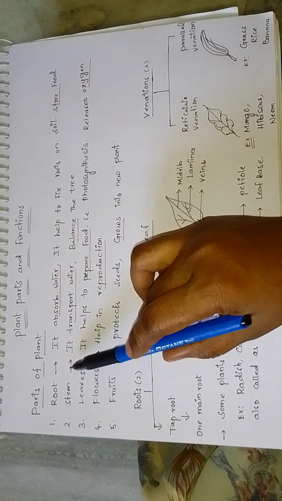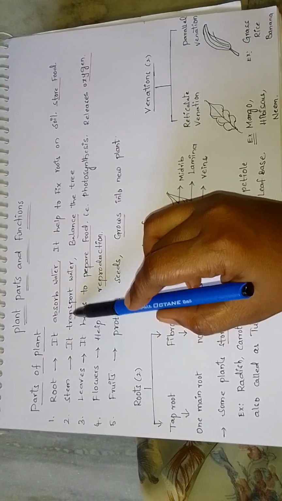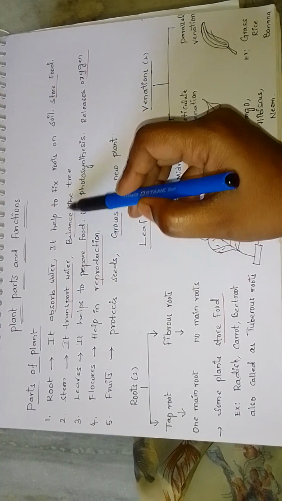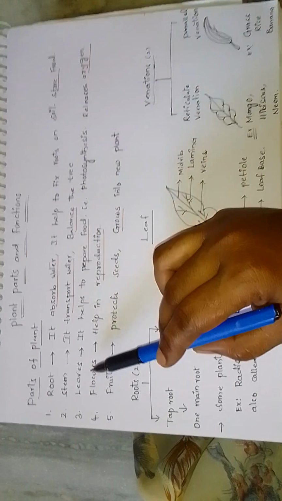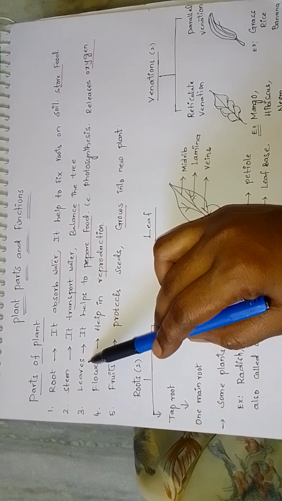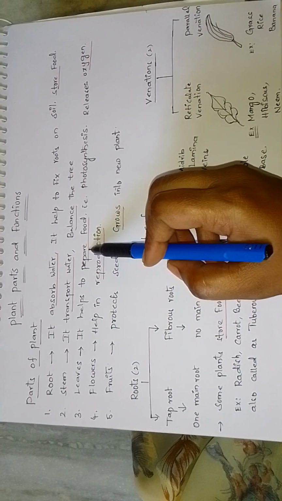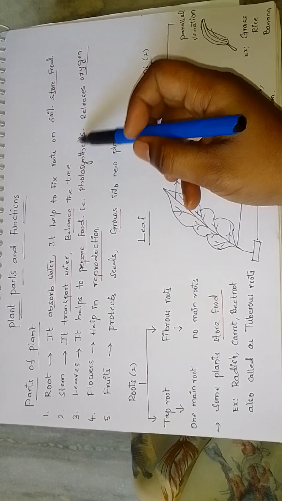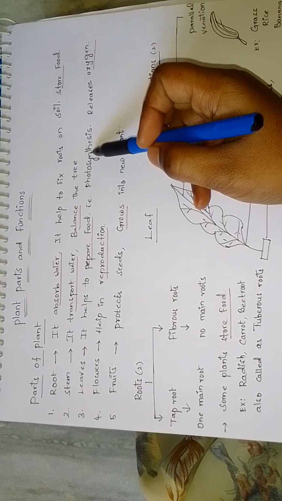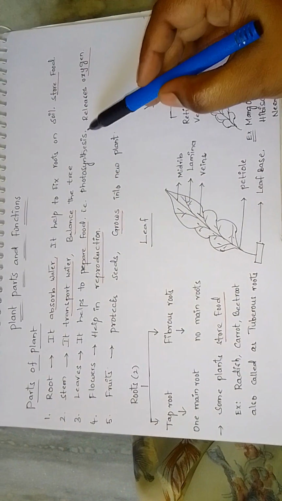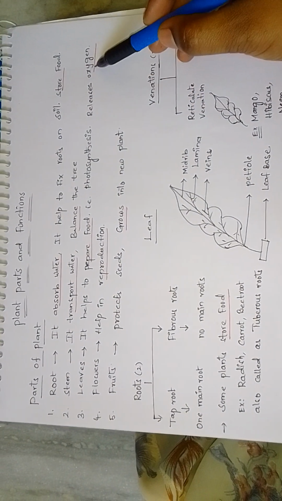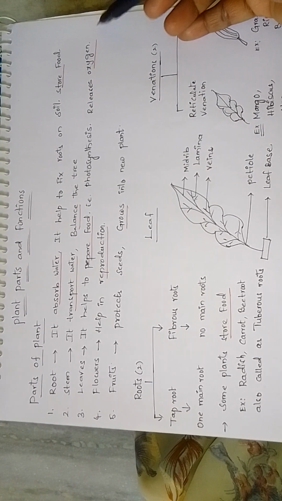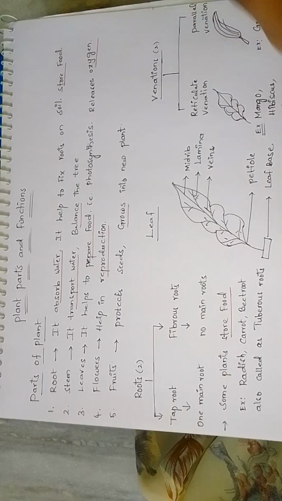And the next part is stem. Stem helps to transport the water throughout the parts of the plant and balances the tree. And the next part is leaves. Leaves help to prepare the food in the process of photosynthesis. This whole process is done in the presence of sunlight. Leaves also release the oxygen, help in exchange of gases, release oxygen and take in carbon dioxide gas.